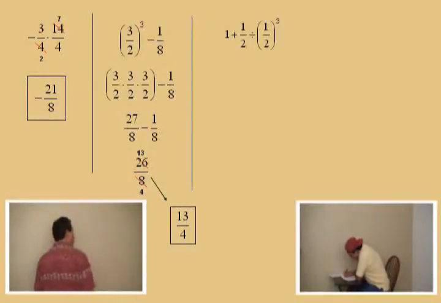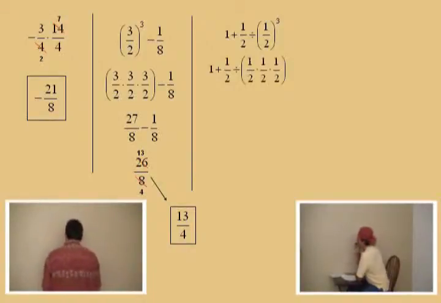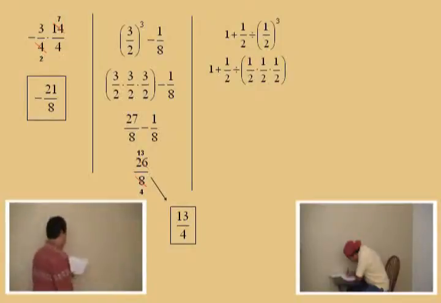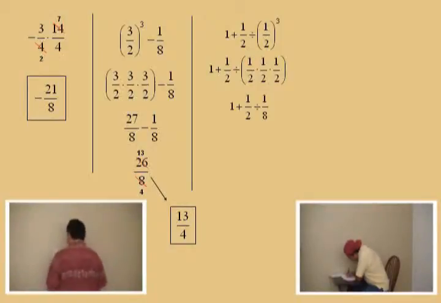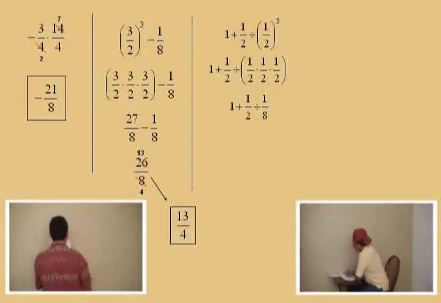What do we got to do first? What does our order of operations say? Exponent. We got to take care of that exponent first. So, Charlie, what does 1/2 cubed mean? 1/2 times 1/2 times 1/2. There it is. And now, okay, what does 1/2 times 1/2 times 1/2 equal, Charlie? 1/8. That's right, 1/8. Okay, so now we have 1 plus 1/2 divided by 1/8.